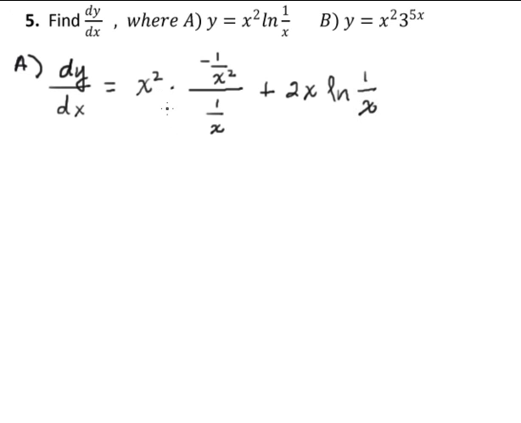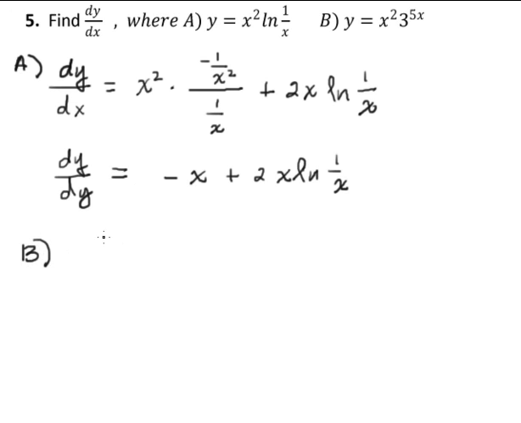And that's really it, but let's simplify this. We have x squared times 1 over x squared, that's a minus 1 in front. All right, so all this is minus 1 in the numerator, and 1 over x in the denominator is the same as x. So all this simplifies to minus x. Okay, so that's dy dx for A.